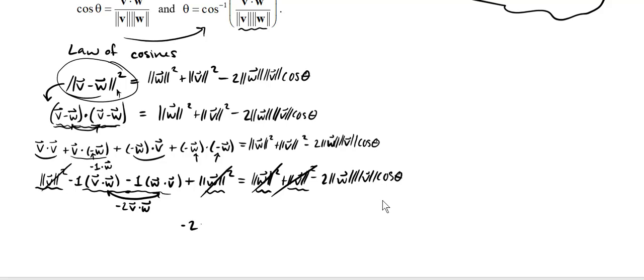So all we have is negative 2 v dot w equals negative 2 magnitude w magnitude v cosine of the angle between them. Divide off the negative 2 from both sides, and we have our result. V dot w is all that remains on this side.